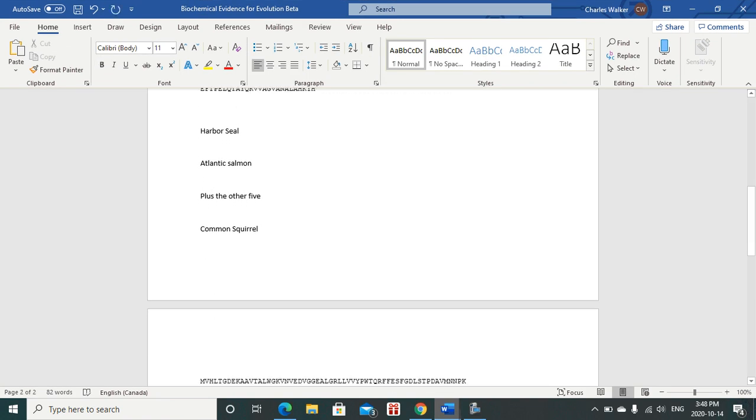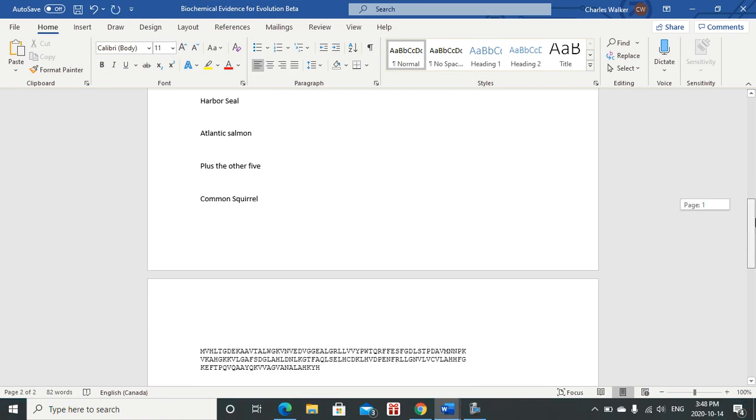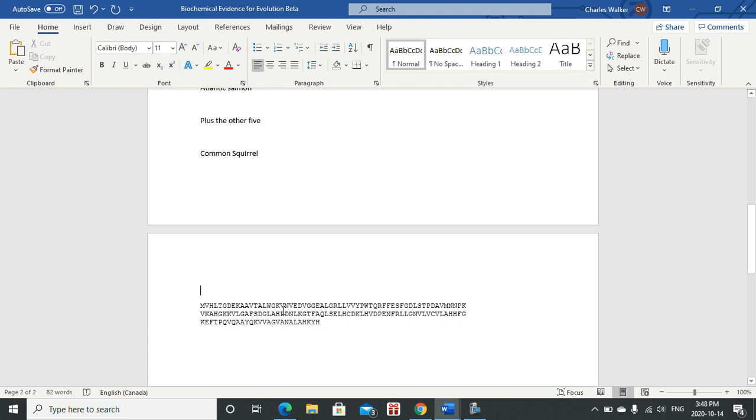Okay, so I do want to see all of these. Oh, it looks like I already still have it here. So there is the squirrel that we do have, the common squirrel. So you need this again for 8 different species.